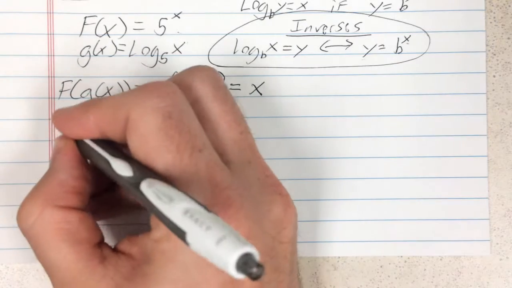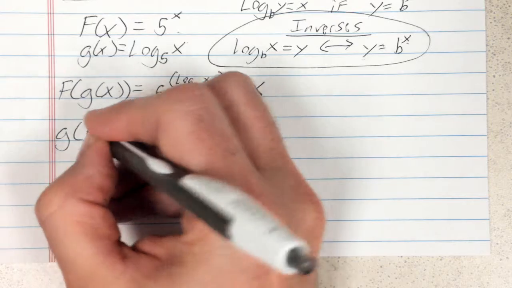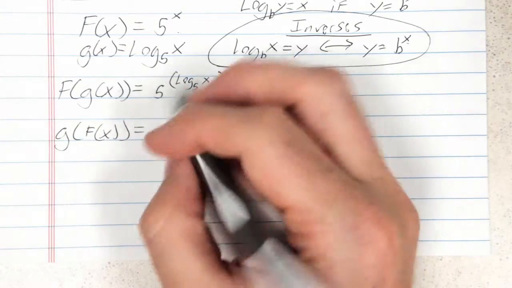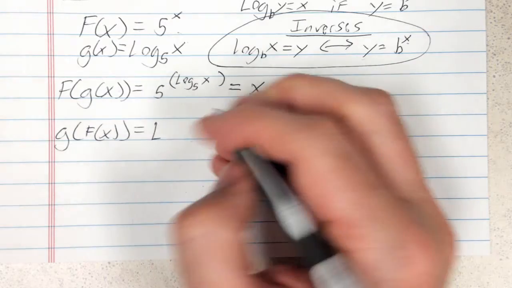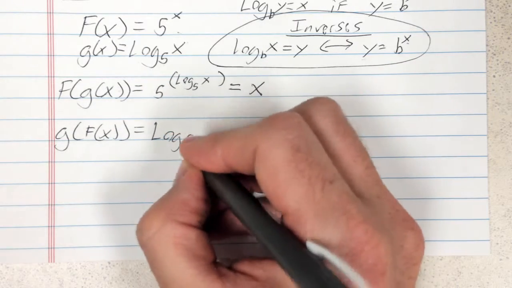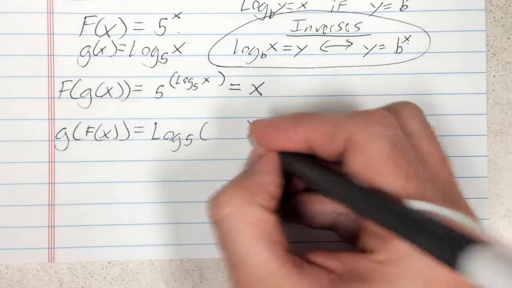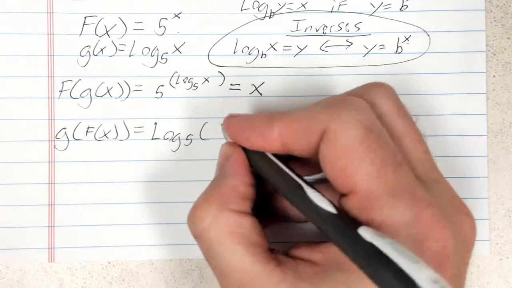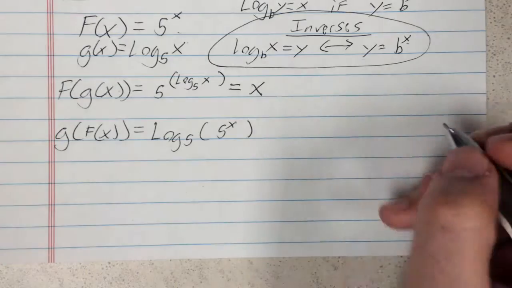We know the same thing if we do g of f of x. That is equal to g of x, which is log base 5 of x. Instead of writing x, I'm writing parentheses, and x is now 5 to the power of x.